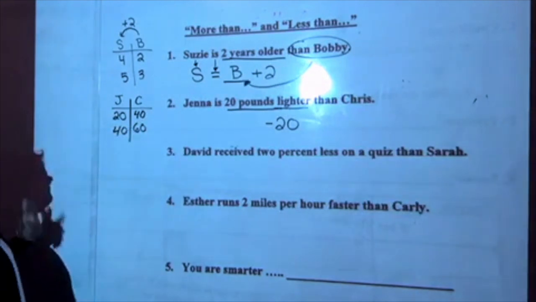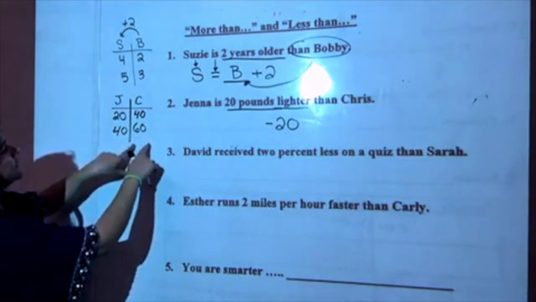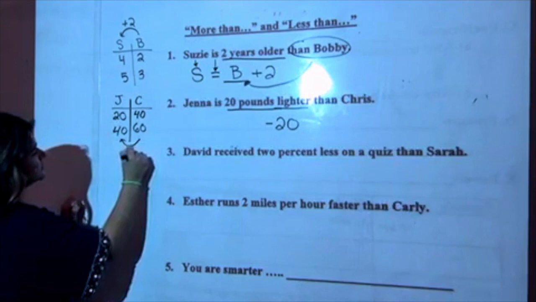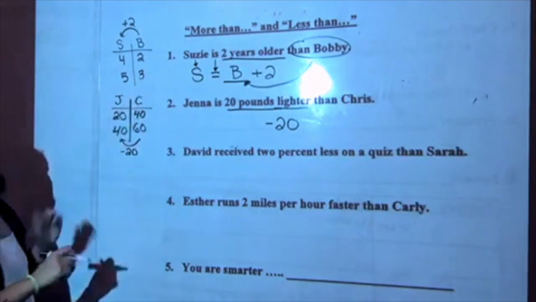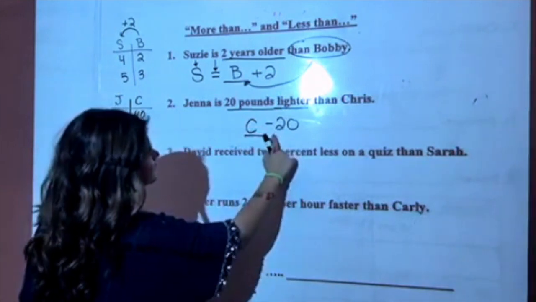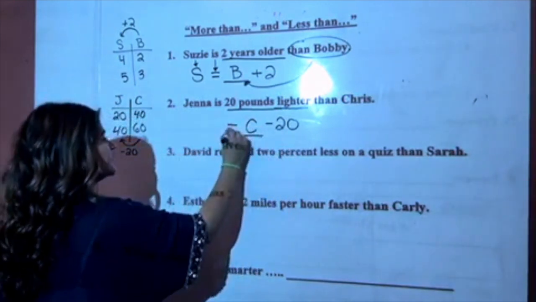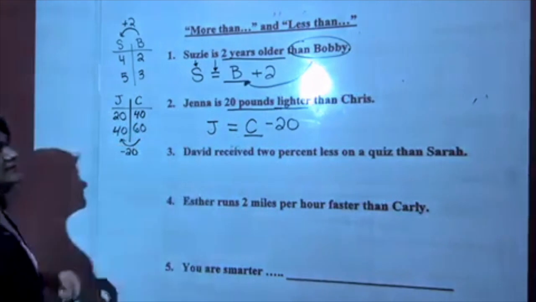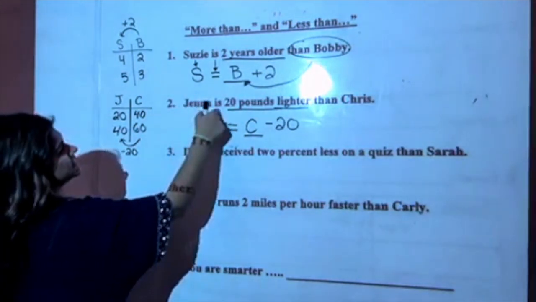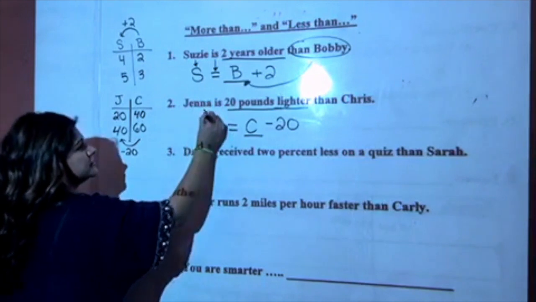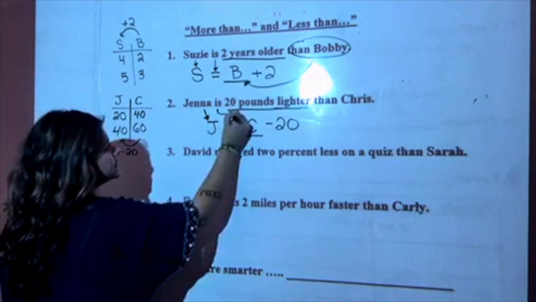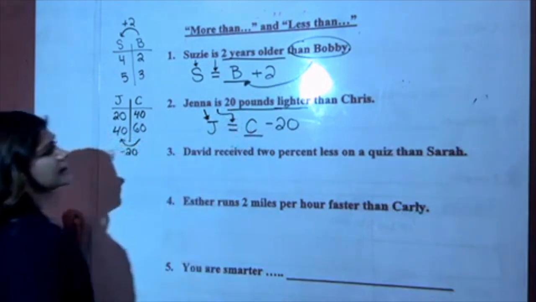Now that I see what's happening, I notice that whatever Chris's weight is, to get to Jenna's weight, I am subtracting 20 from his weight. So 20 pounds lighter than Chris gives us Jenna's weight. Hopefully you're seeing a pattern now. We're talking about Jenna, represented by J, and then that is an equal sign again.